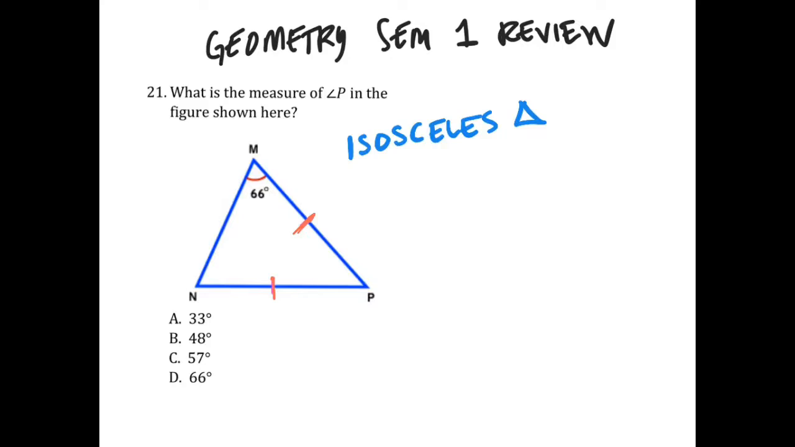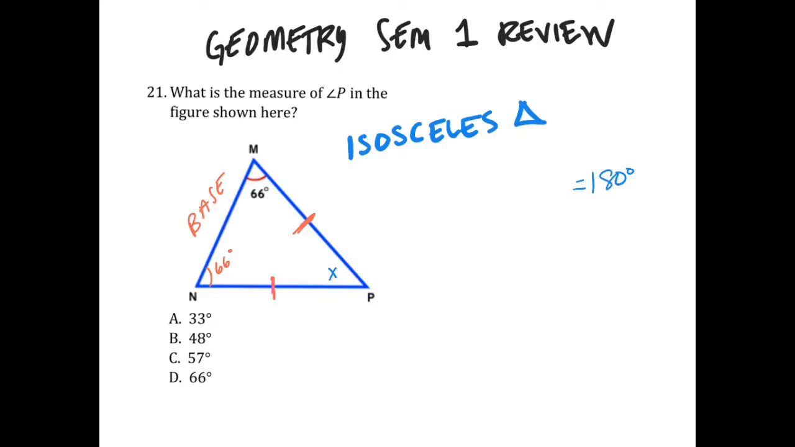So what that means is that MP is my base. And because I have two congruent sides, I also have two congruent base angles. So angle M is 66 degrees, and angle N is also 66 degrees. You guys are really smart, and you know that three angles in a triangle add up to 180 degrees. Well, I know that one of the angles is 66, the other angle is 66, and angle P we don't know, so we'll call it X.